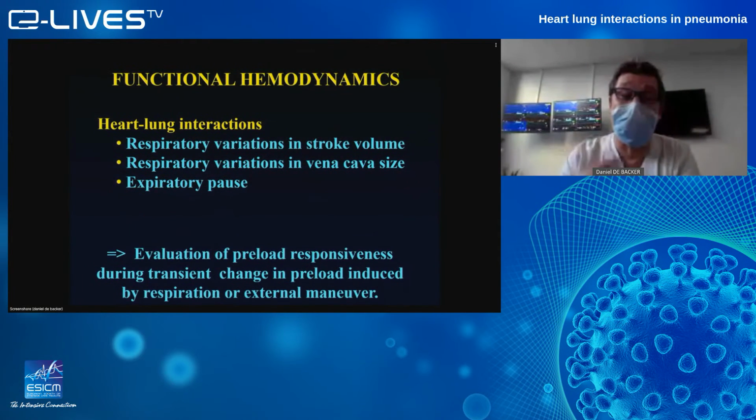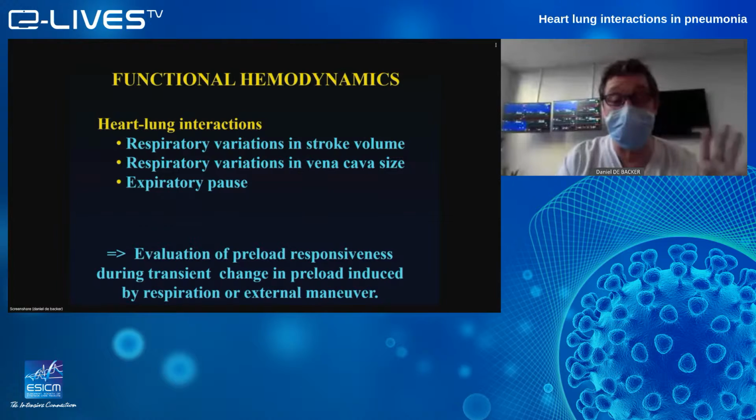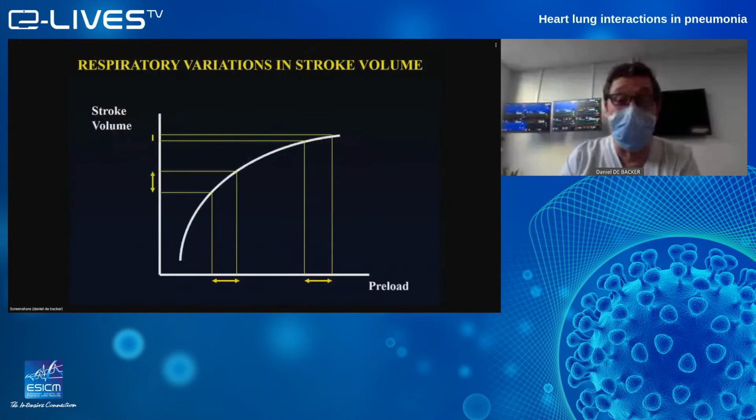Well, we could do a lot of different things, but the most important and most well described is, of course, the respiratory variations in stroke volume that we can use here in many of these patients. Then what we do is basically evaluating the preload responsiveness during transient change in preload induced by a respiratory manoeuvre. And so what we have basically is a tidal volume induces changes in preload.